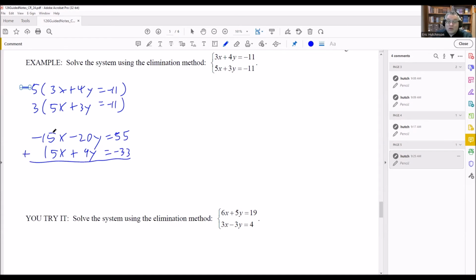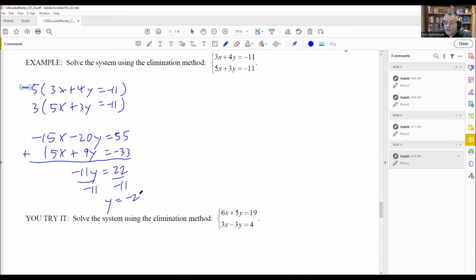Okay, so you get these to cancel, so you should get that one of the variables drops out. Then we have -20 plus 9. We're going to subtract these and take the sign of the larger number. So 20 minus 9 is 11. But since the larger number is negative, we're going to make this negative. For this one, 55 minus 33, we just get 22 by subtracting that. Then we divide by -11. And then we get our first answer, y is equal to -2.